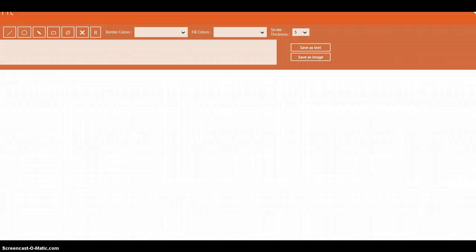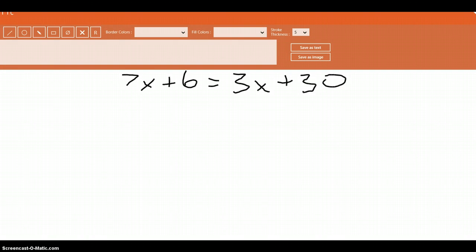One example of that would be something like this. We have 7x plus 6 equals 3x plus 30. If we look at this, we have four terms total: 7x, a positive 6, 3x, and a positive 30.